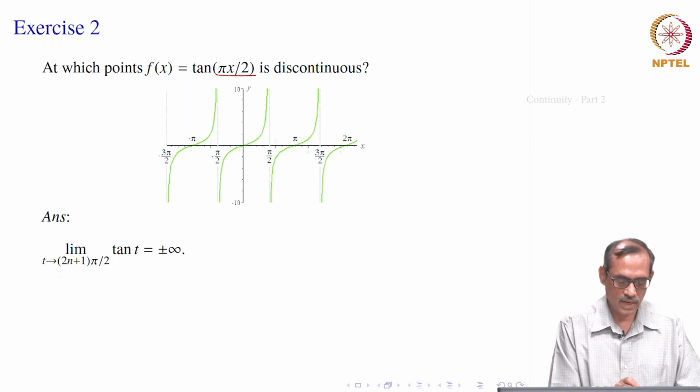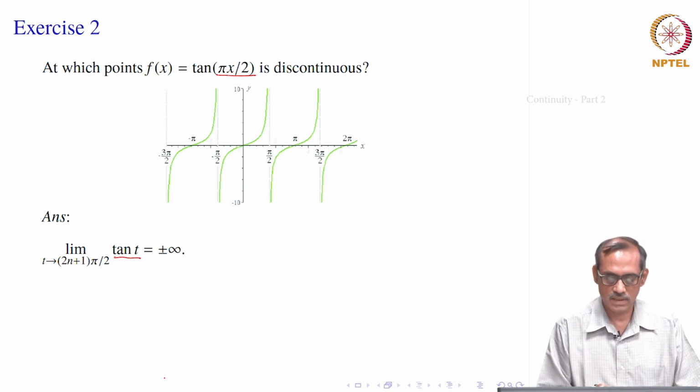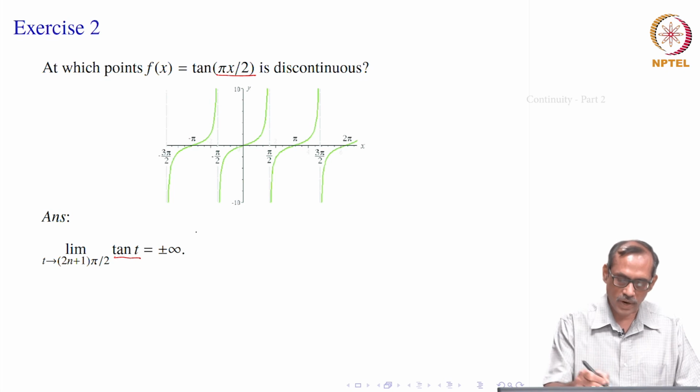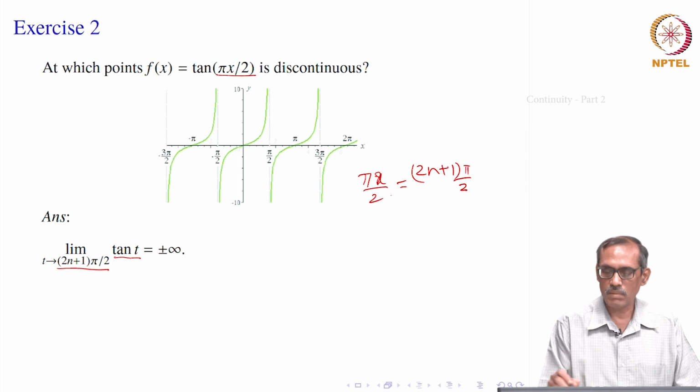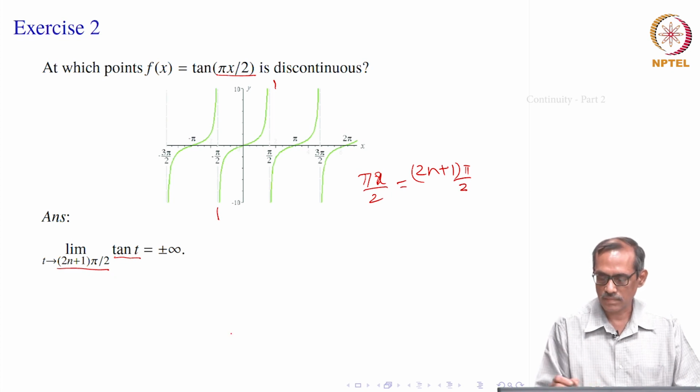So, what we see is, when t goes to (2n plus 1) pi by 2, tan t goes to plus or minus infinity, that is what we know. So, at those points it is discontinuous for the tan function. So, that is pi x by 2 equal to (2n plus 1) into pi by 2. Whenever this is satisfied, at those points x we have discontinuity, right. Here discontinuity, here discontinuity. One side it blows up to infinity, another side it blows up to minus infinity.